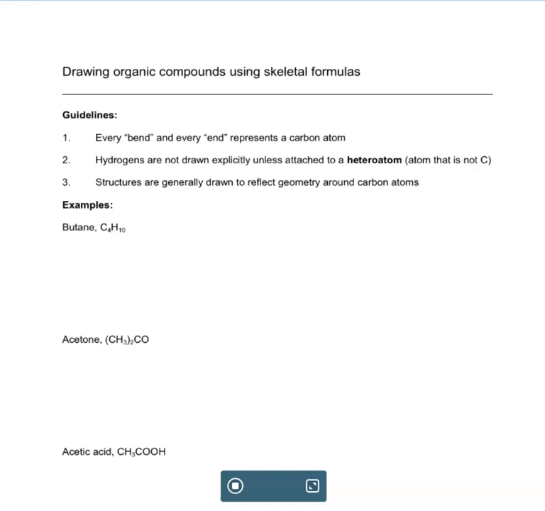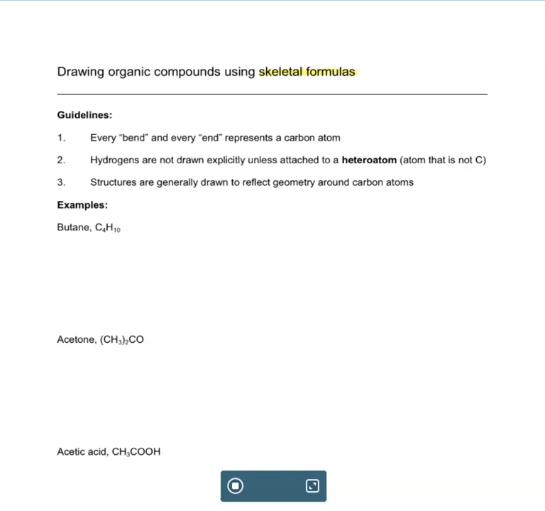For now, I'd like to show you a different way of drawing a Lewis structure that's called a skeletal formula. And this is what organic chemists typically use to show molecules. So let's talk about a set of guidelines that we would use for drawing compounds in this way. And then we're just going to start drawing some molecules, and see how we would apply these guidelines. So the first guideline is that every bend and every end represents a carbon atom, and I'll explain what that means in just a second.